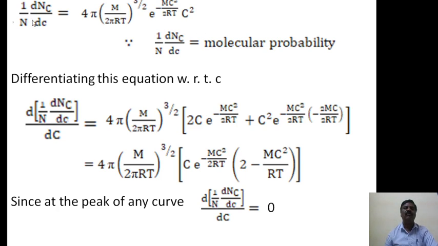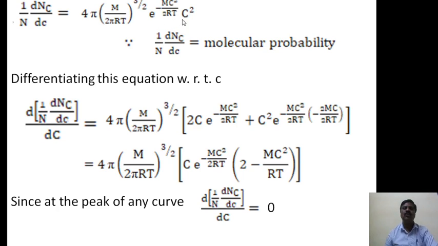Now this molecular probability can undergo differentiation. Therefore, differentiating this equation with respect to c. Here this is considered as y. This is considered a constant because there is no c term in it. And here there are two functions: e to the power of minus mc square divided by 2RT contains c, therefore it is a variable, and c square is another variable.